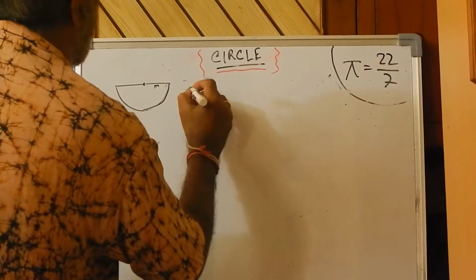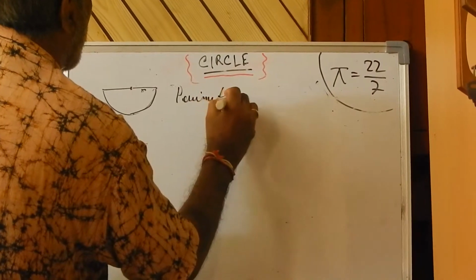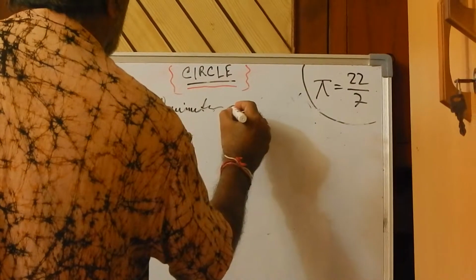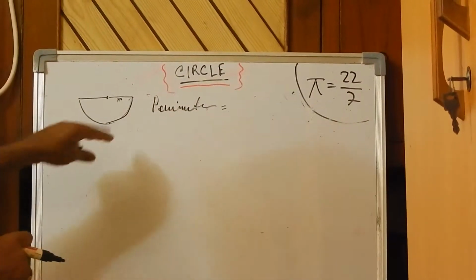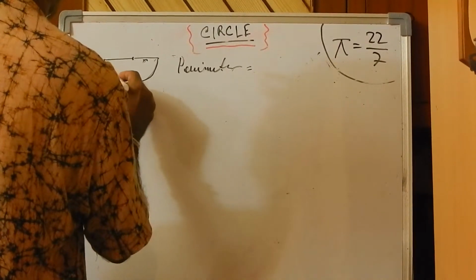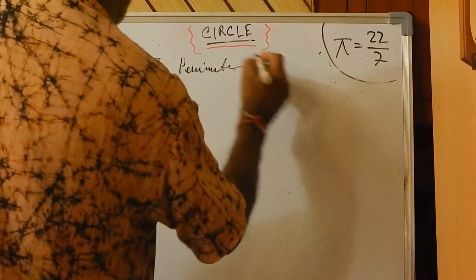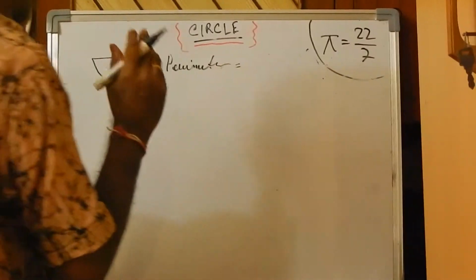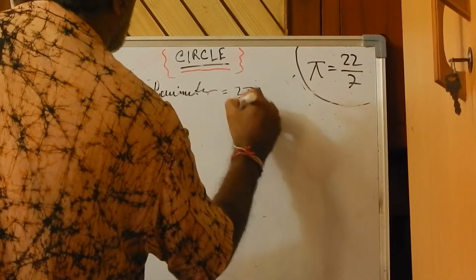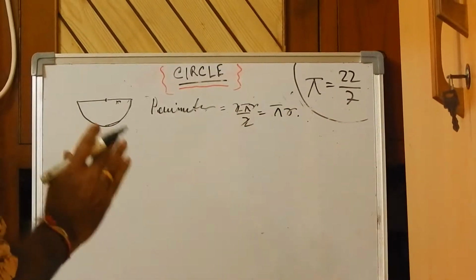But in the case of perimeter, what is the perimeter? Most of the time students make a mistake. First, we have to take this amount. For a full circle, it is 2 pi r. So here it is 2 pi r by 2, equal to pi r, and here it ends in some cases.